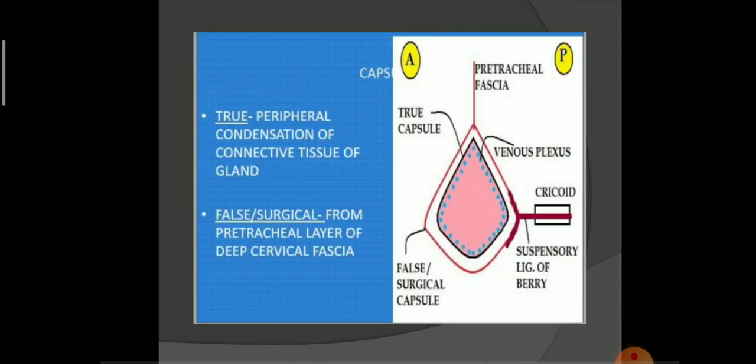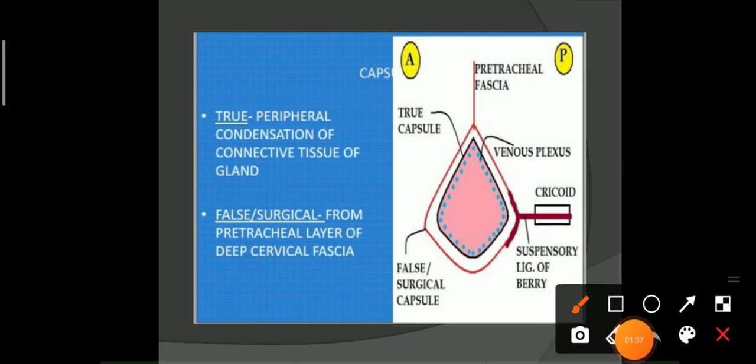Now coming to the capsules. The thyroid gland consists of two capsules, that is the true capsule and the false capsule. The true capsule is formed by the peripheral condensation of the connective tissue. And the false capsule, it is also called the ligament of Berry. It is derived from the pretracheal layer of deep cervical fascia. This ligament of Berry extends from the posterior medial border of the cricoid cartilage.